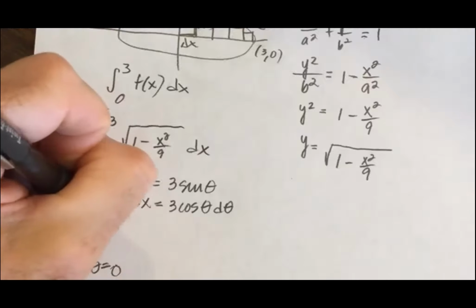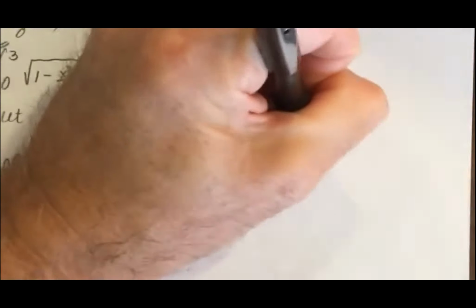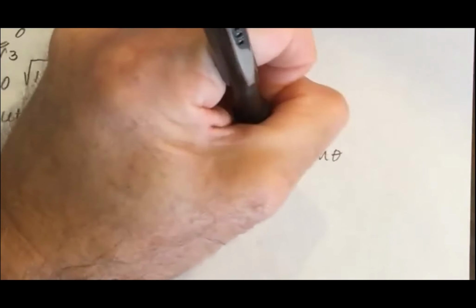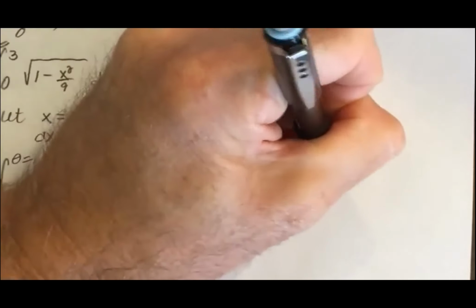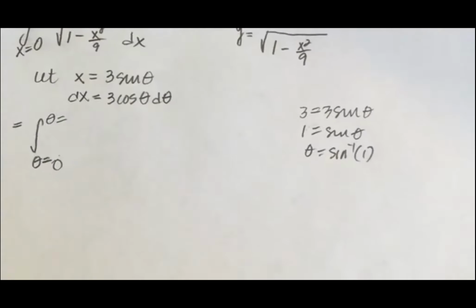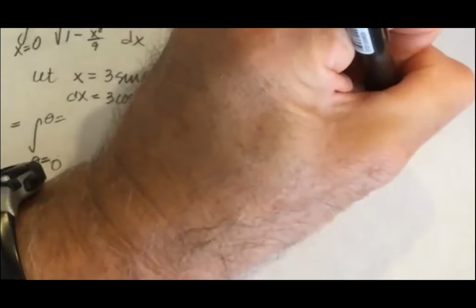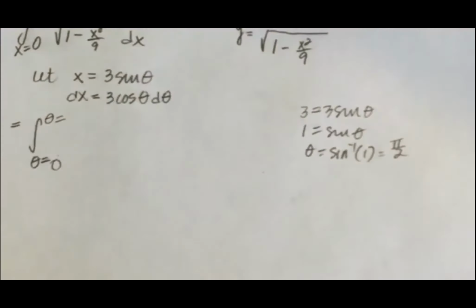And then if x is equal to 3, then let me write it. I'll go over here to the side. If x equals 3, then 3 equals 3 sine theta. So 1 equals sine theta. So theta equals inverse sine of 1. Do you know any angles whose sine is 1? Yes, you do. Pi over 2.